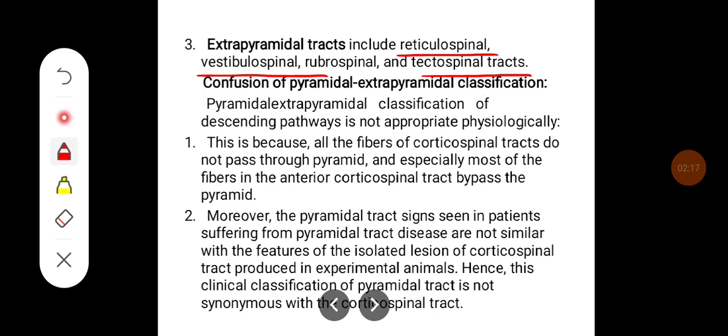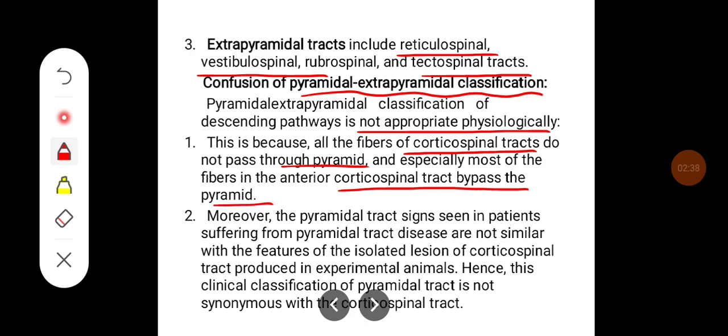Confusion of pyramidal and extrapyramidal classification. The pyramidal extrapyramidal classification of descending pathways is not appropriate physiologically because all the fibers of corticospinal tracts do not pass through the pyramid, and especially most of the fibers in the anterior corticospinal tract bypass the pyramid.